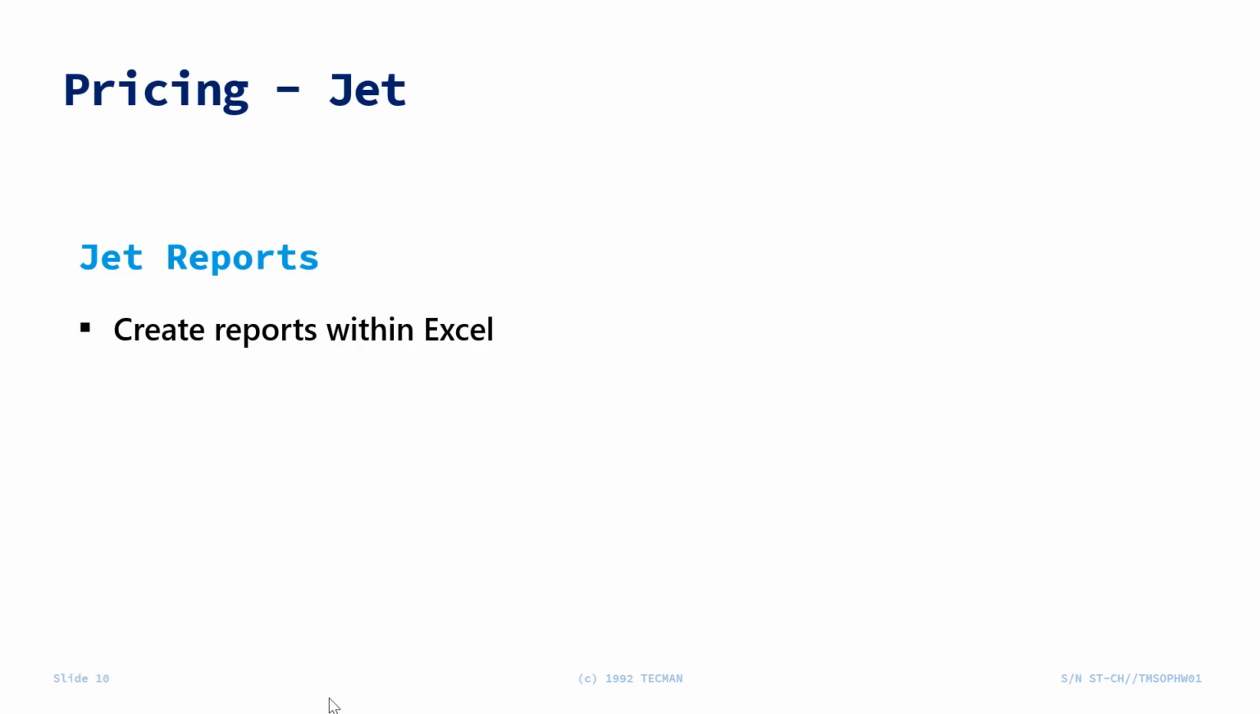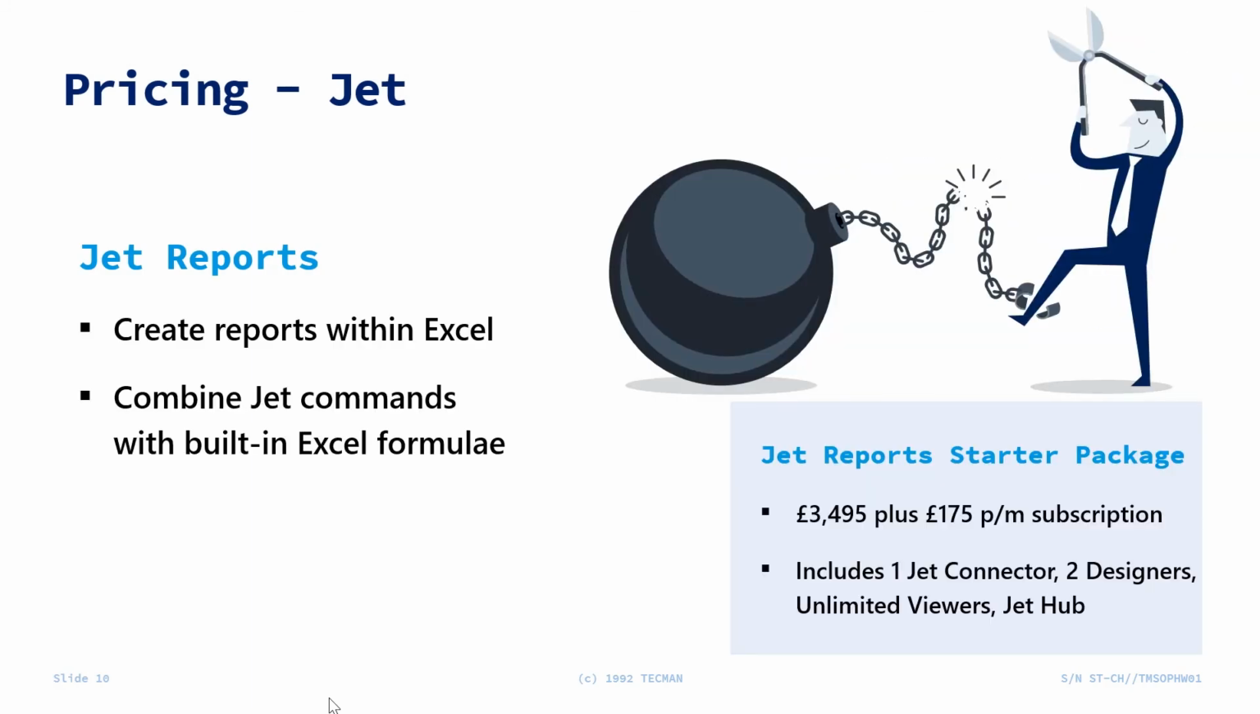Okay, so moving on to pricing. For JET Reports itself, you can create JET reports within Excel and also use Excel formulas to assist with further storytelling. So the JET Report starter package will cost $3,495 plus $175 per month subscription. And that includes one JET connector, which allows you to connect through to your BC or NAV, 2 designers to allow you 2 users who can create the JET reports, with unlimited viewers who can view those created reports, and also the JET hub that sits on the back end.